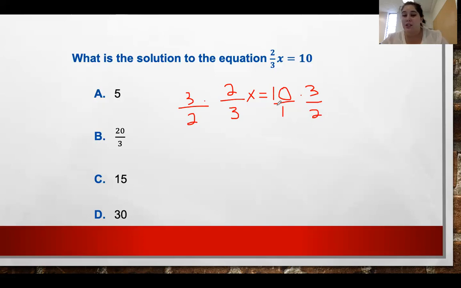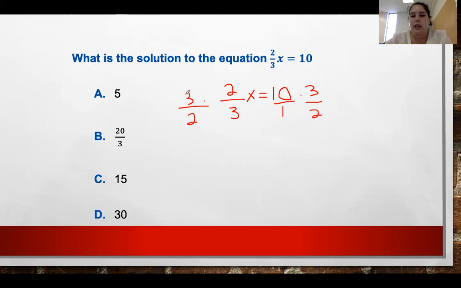Don't be scared of fractions. They're one of the best things you can use. They're very concise, and the rules just stay the same no matter what. It's a lot easier to actually work with fractions than it is with decimals. Don't be afraid of them. They work out really nicely.